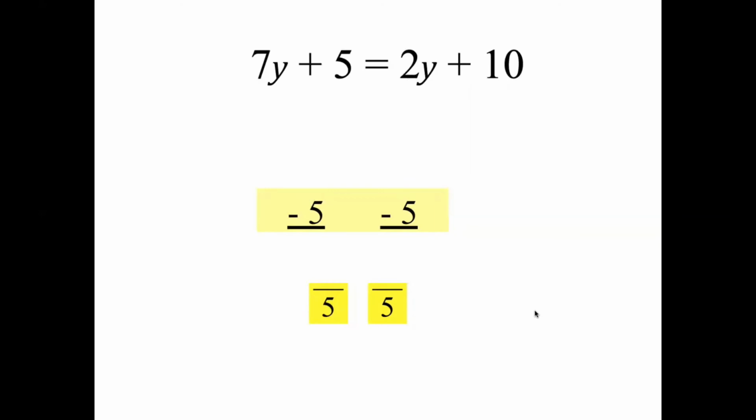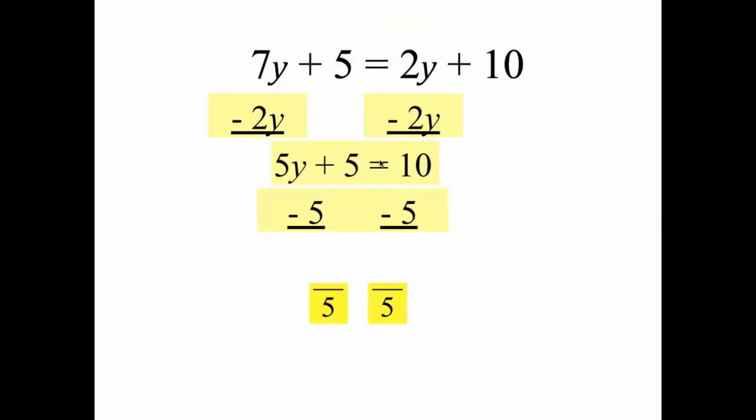Okay, let's look at the next example. We're given 7y plus 5 equals 2y plus 10. First, isolate your variable. I'll go ahead and subtract 2y from both sides. 2y cancels, and you're given that 5y plus 5 equals 10. Now you can isolate your constants by subtracting 5 from both sides. Now you have 5y equals 5. Divide both sides by 5, and that gives you that y equals 1.